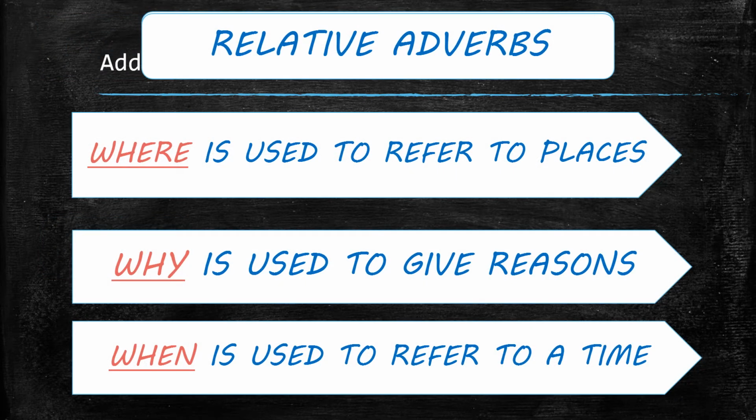Now let's focus on relative adverbs. Which are relative adverbs? The relative adverbs are where, why, and when. Where is used to refer to places. Why is used to give reasons. When is used to refer to a time.